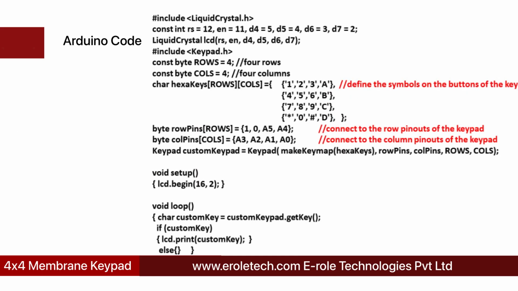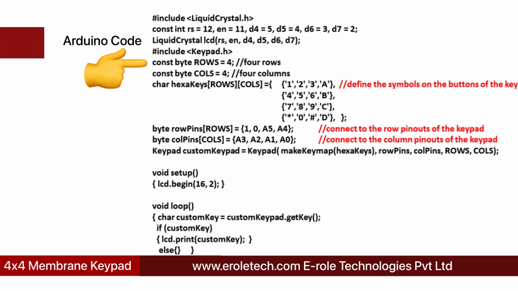This is the code of our project. To control the LCD display, we will first include its library in the program. To include the library, we will write in the first line #include <LiquidCrystal.h>. Now we will declare the name of the used pins in the sequence of RS, enable, D4, D5, D6, and D7. We have connected the RS pin of the LCD with pin number 12 of Arduino, D7 of the LCD with pin number 2 of Arduino. Now we will include the library of the keypad. To include the library, we will write #include <Keypad.h>.